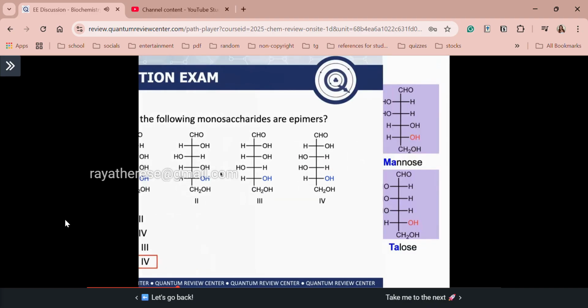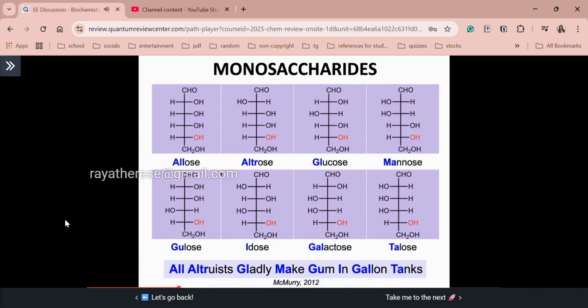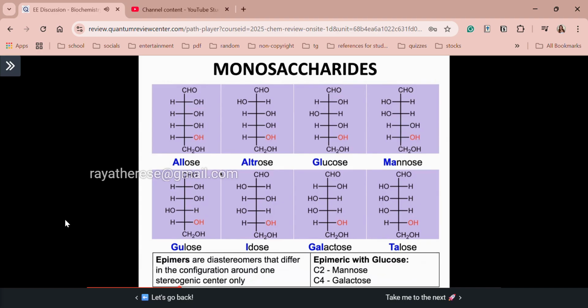Remember, we have 2 main epimeric pairs, particularly in glucose or in your aldohexose monosaccharides. And remember the mnemonic, all altruists gladly make gum in gallon tanks. And here again, at the C2 position, glucose and mannose are epimeric. And then for our C4, we have galactose, right? So I hope that's clear. Again, that's it for our item number 6.